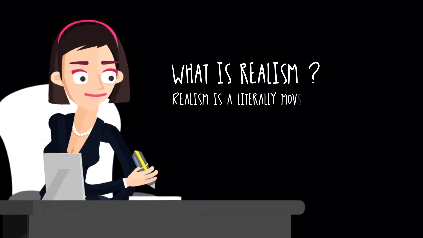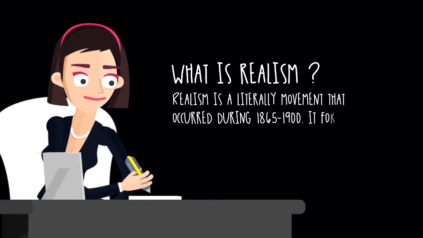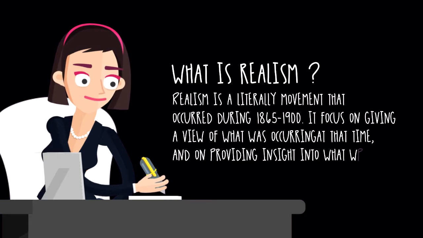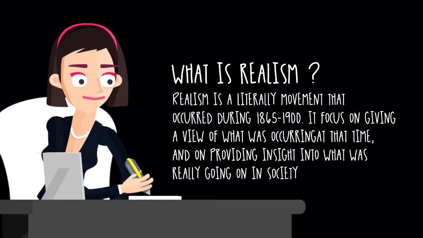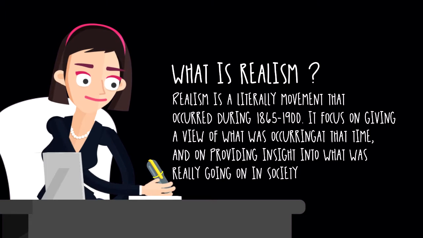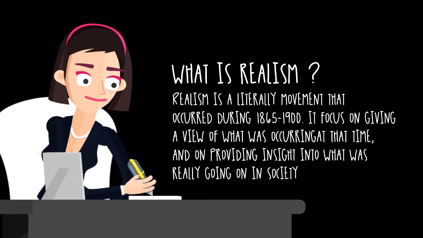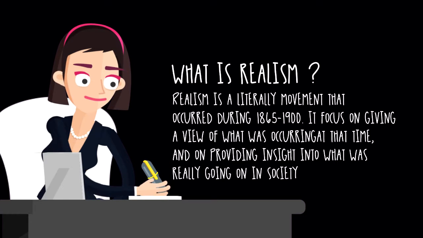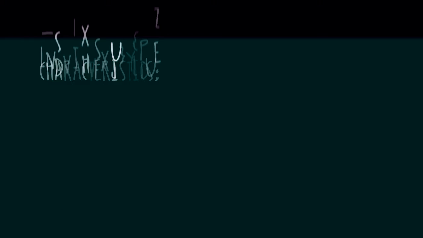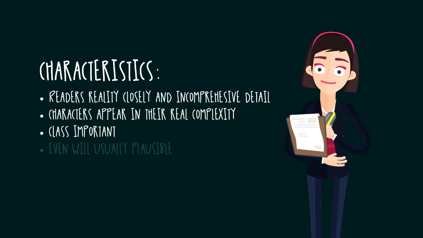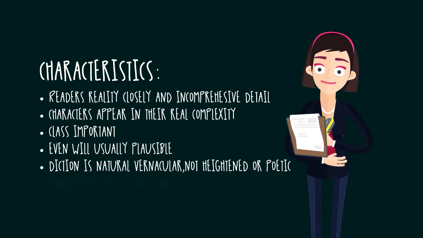What is Realism? Realism is the literary movement that occurred from 1865 until 1900. It focused on giving a view of what was occurring at the time and on providing insight into what was really going on in society. The characteristics of Realism are to read reality closely and in comprehensive detail.